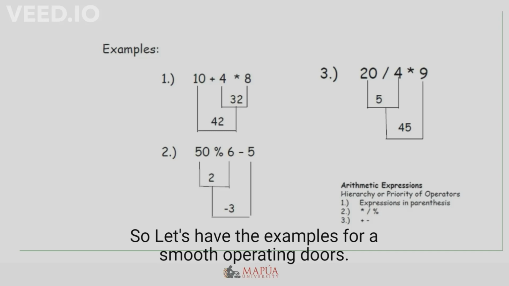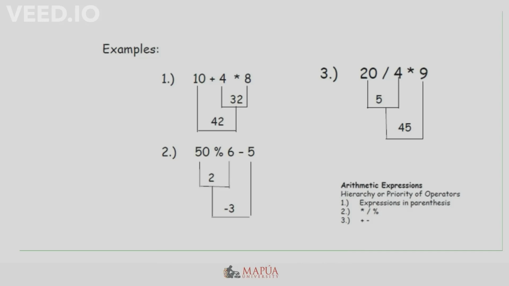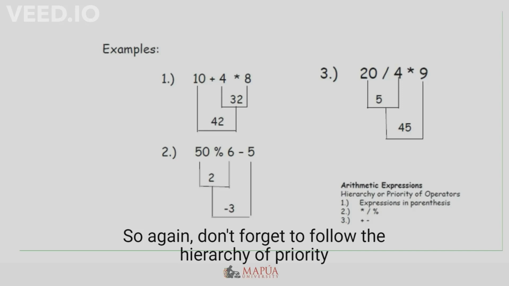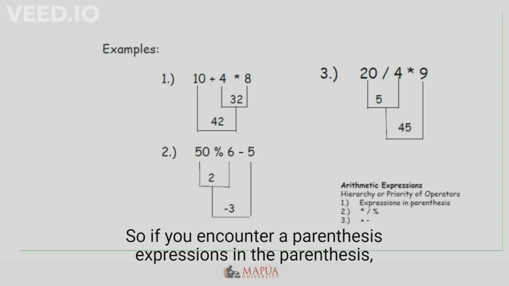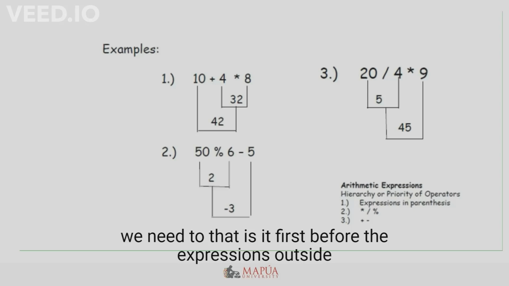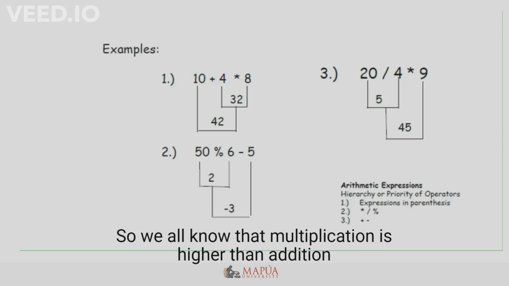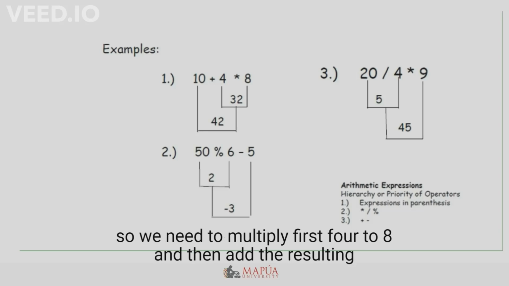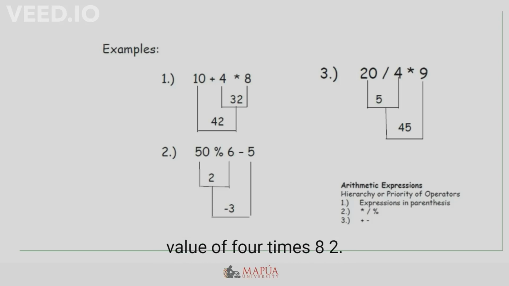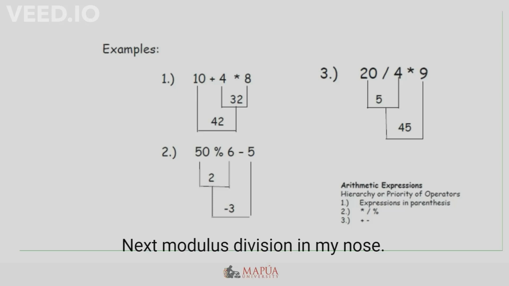So let's have examples for arithmetic operators. Again, don't forget to follow the hierarchy of priority of operators. If you encounter expressions in parentheses, we need to process them first before the expressions outside the parentheses. So this is 10 plus 4 times 8. We all know that multiplication is higher than addition, so we need to multiply 4 by 8 first and then add the resulting value to 10. So that's 42.